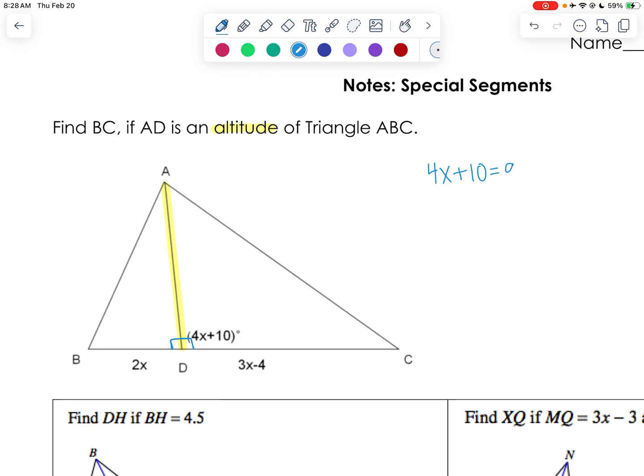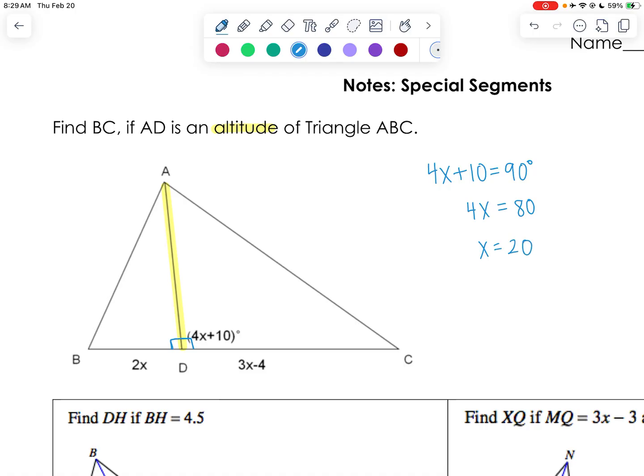Now, if you don't know your vocabulary, then you're not going to remember that an altitude is perpendicular on the opposite side, and a lot of people do part equals part, but an altitude is just 90 degrees. That was it, okay? So once you solve this, subtract 10, you get 4x equals 80. Divide both sides by 4, so x would equal 20.